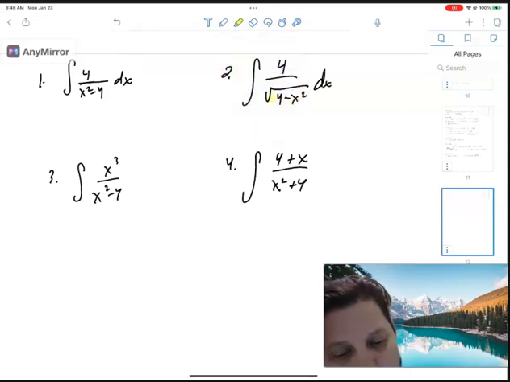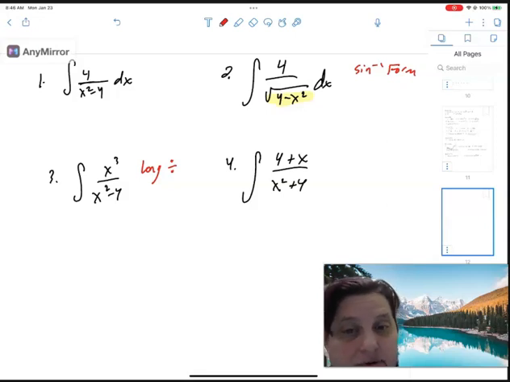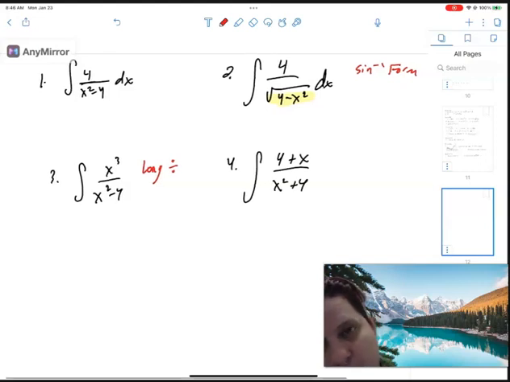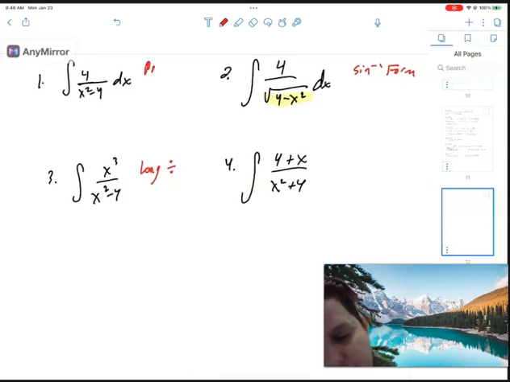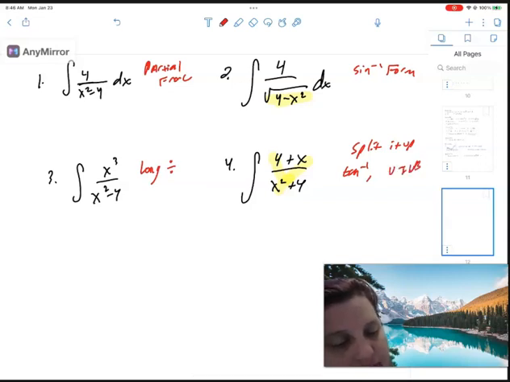Okay, number 2, I feel like that, because it's a square root of a square minus a square, is going to be inverse sine form. Number 3, I feel like might be long division, because the degree on top is bigger than the bottom. Number 1, I believe, is going to be partial fractions, because that splits up. And then number 4, what I think I'm going to have to do is split it up and then do an inverse tan form and a u-sub. That's what it looks like.